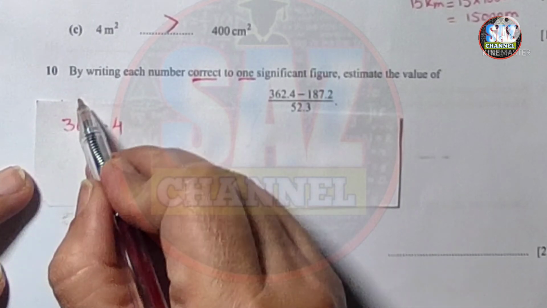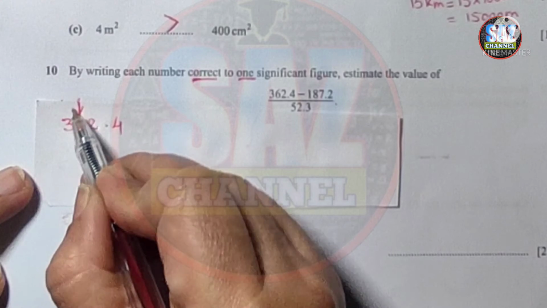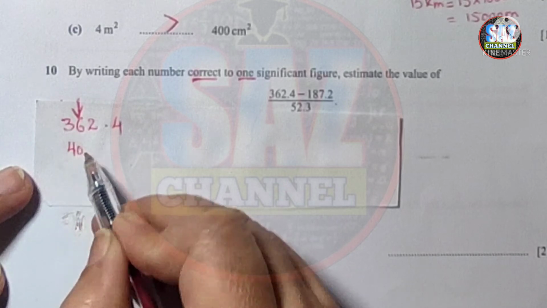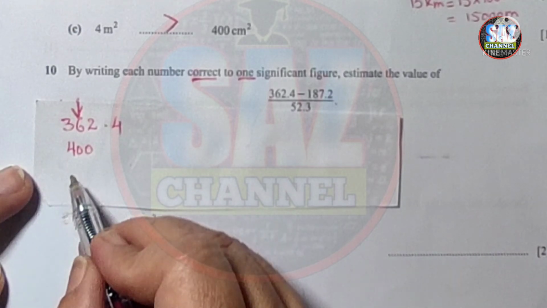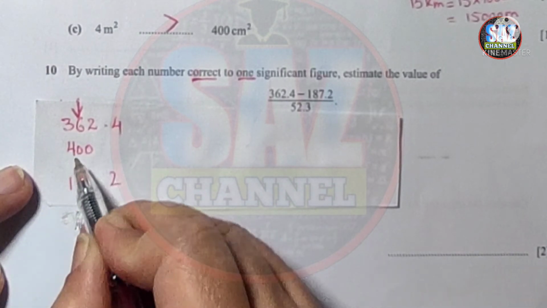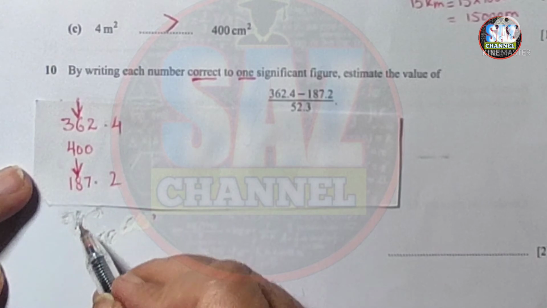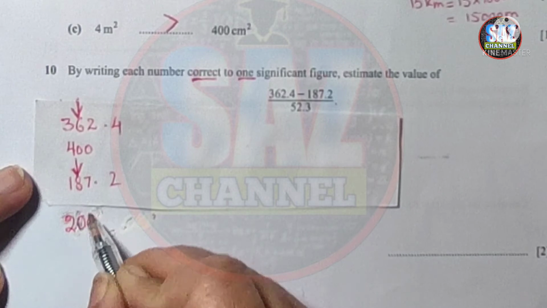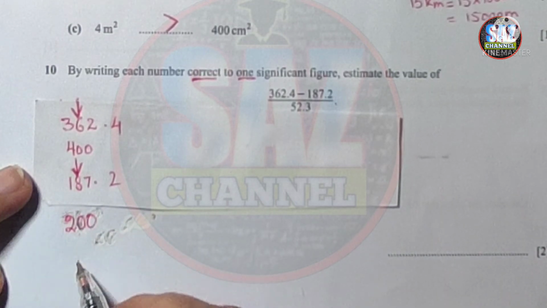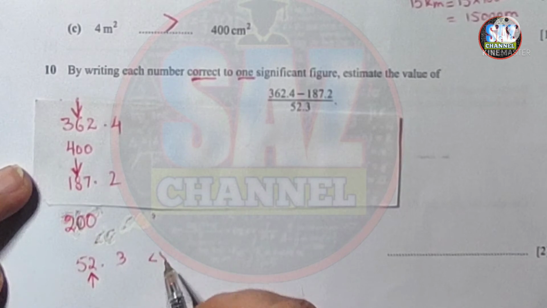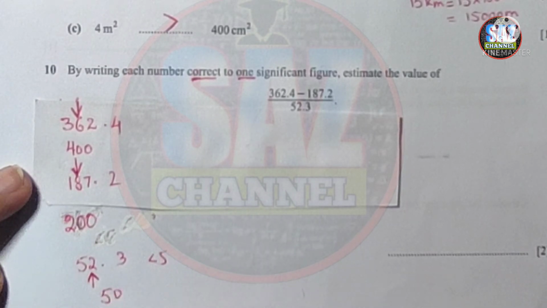362.4, we have to focus our attention on the second digit, as this digit is more than 5, so it will become 400. And then 187.2, again focus your attention on the second digit. This is more than 5, so it will become 200. And moving to the next number, which is 52.3, focus the attention on the second digit. This is less than 5, so it will become 50 only.